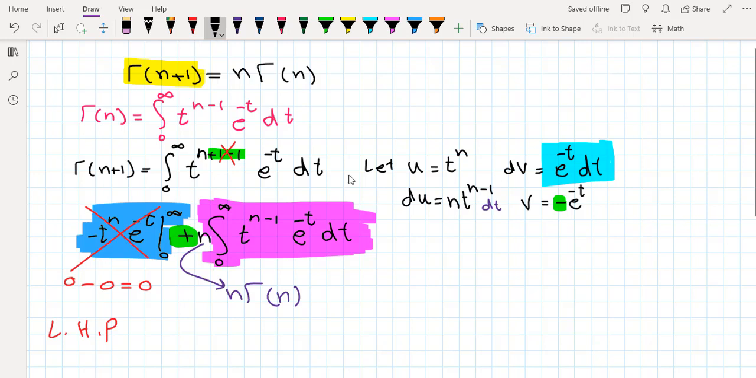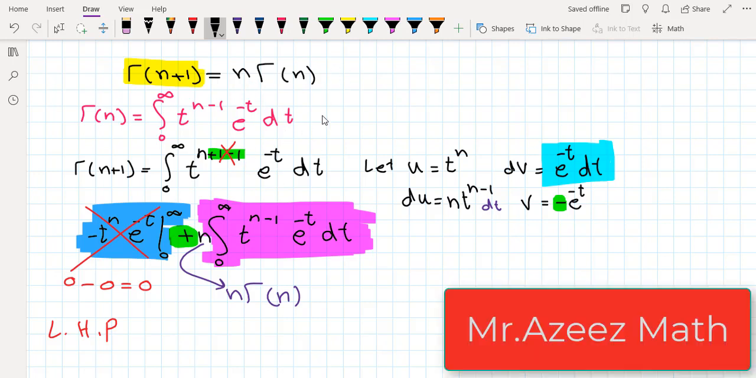Okay. So what we did, we began with the left-hand side, and we worked out the right-hand side.